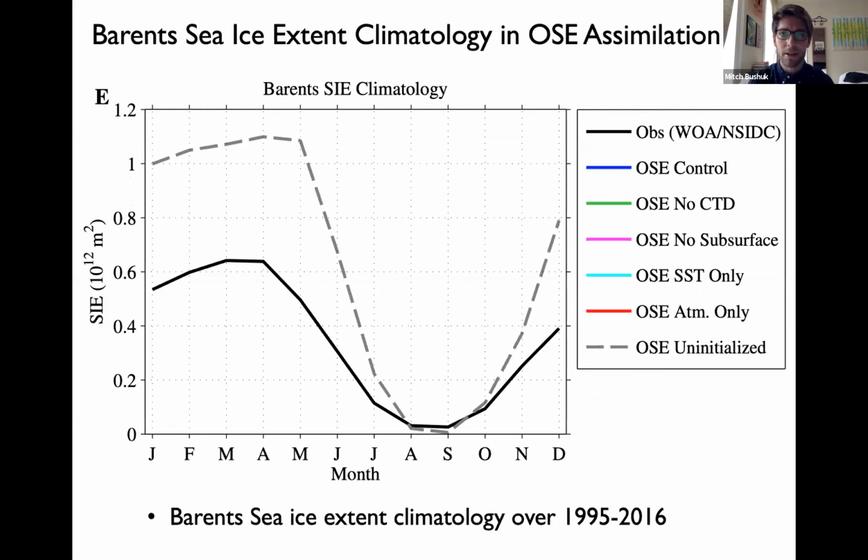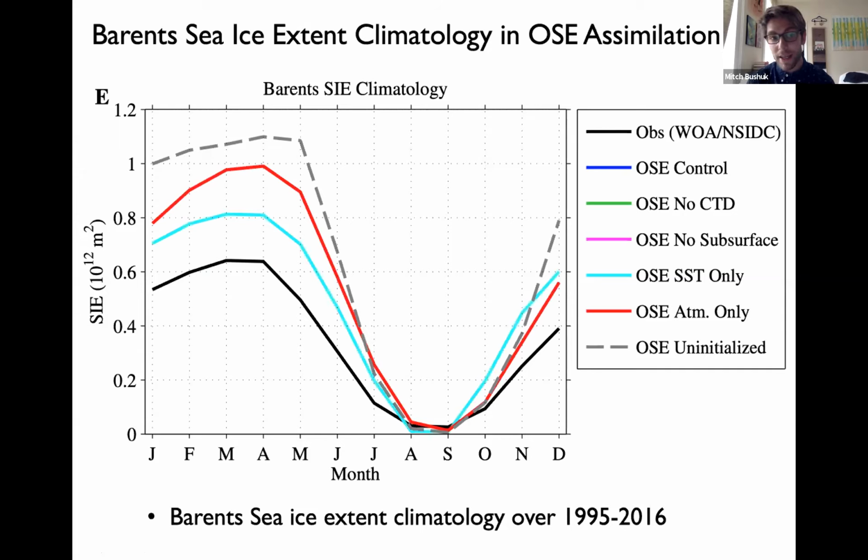Okay, so a first thing we can look at is the representation of sea ice extent in these different assimilation experiments. So the black curve here shows the observed seasonal cycle of Barents sea ice extent, and the dashed gray line shows the uninitialized experiment. So you can see that the free running model has a very notable positive bias in essentially all months of the year. Now, if we add in the atmospheric data, you can see that we get a slight improvement in that positive bias, but still retain a notable positive bias.